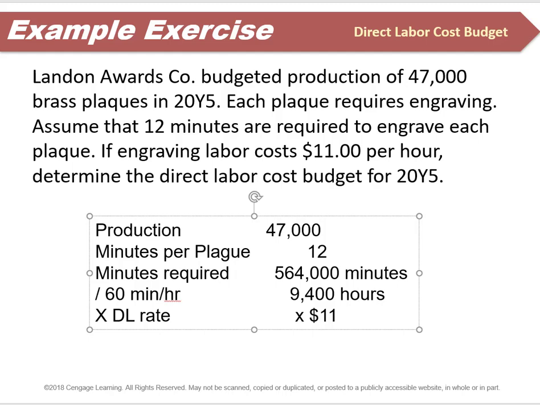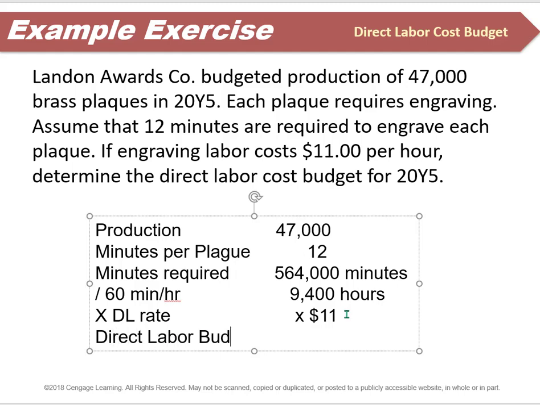And use dollar signs when you need to, okay? Because see all the numbers that we have here? These are units, these are minutes. Here I've got hours, so label things when you can. 9,400 times 11. Okay, 103,000. This is our direct labor budget.